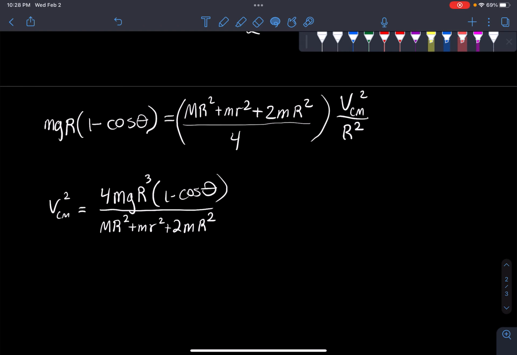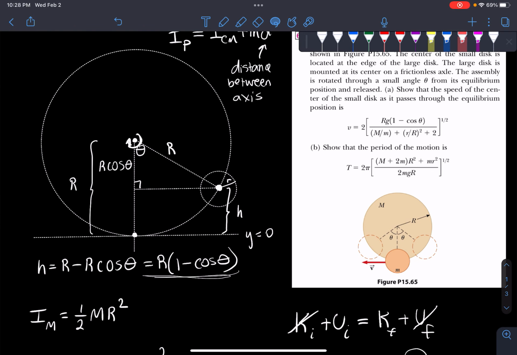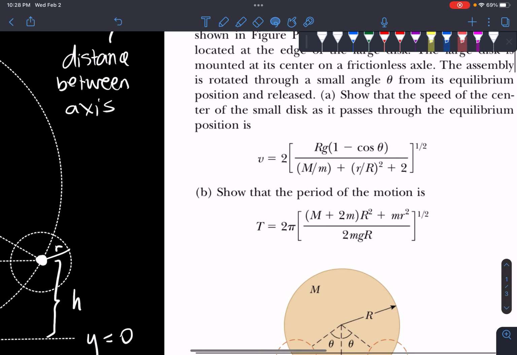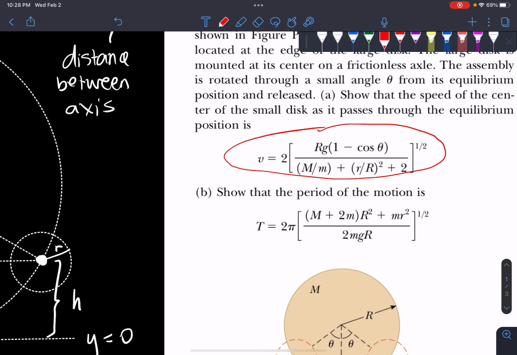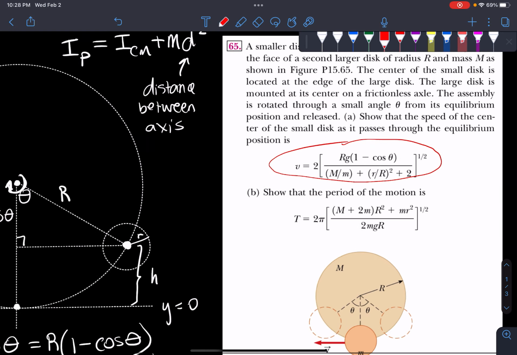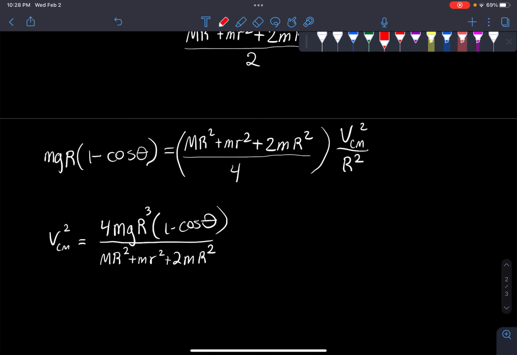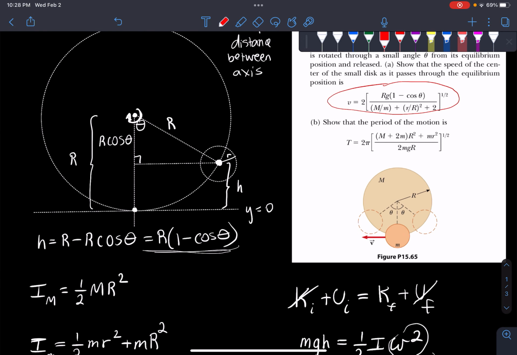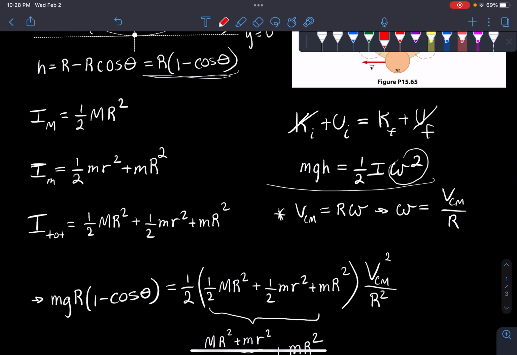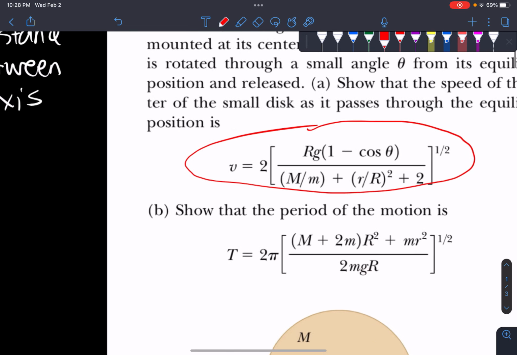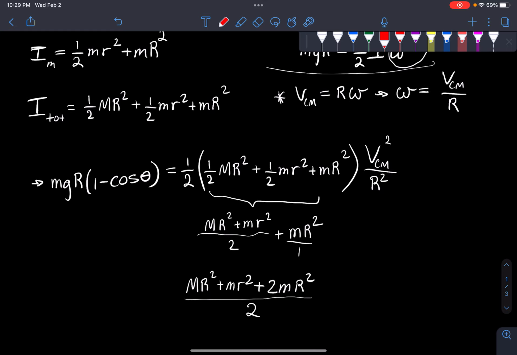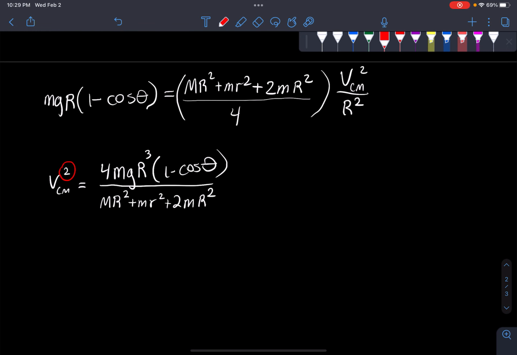Okay, so if we look back up here, we're trying to show this, and it looks kind of like it. We have a 1 minus cosine. We have a 1 minus cosine. We got m's and r's floating around, but it's not quite the same. Also, this 1/2 right there comes from just taking the square root of this. So that's fine. Okay, so now it's just a little bit of algebraic manipulation to get it to look exactly like what they want.